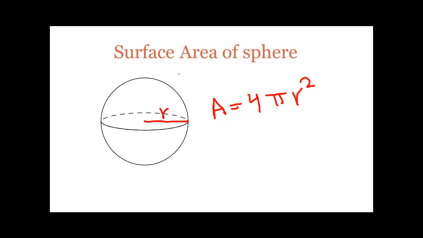To make it easier for you to memorize and to recall in the exam, all you have to do is put 4 beside the surface area of a circle, and this will be the surface area of a sphere. And now let's take a look at some questions that you might face in the exam.